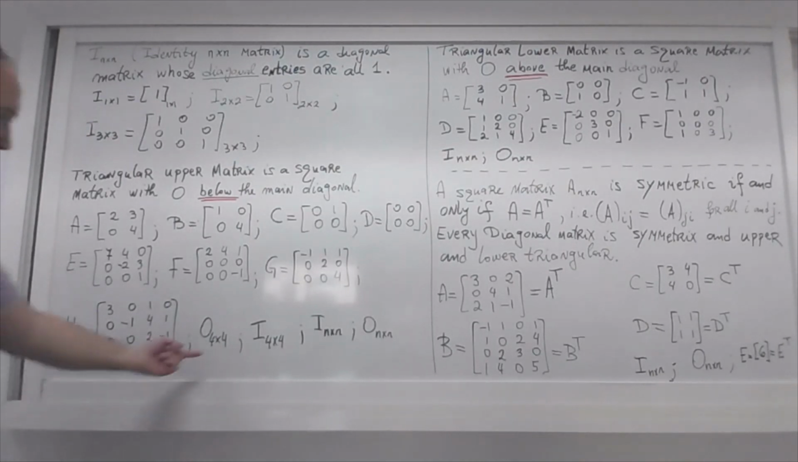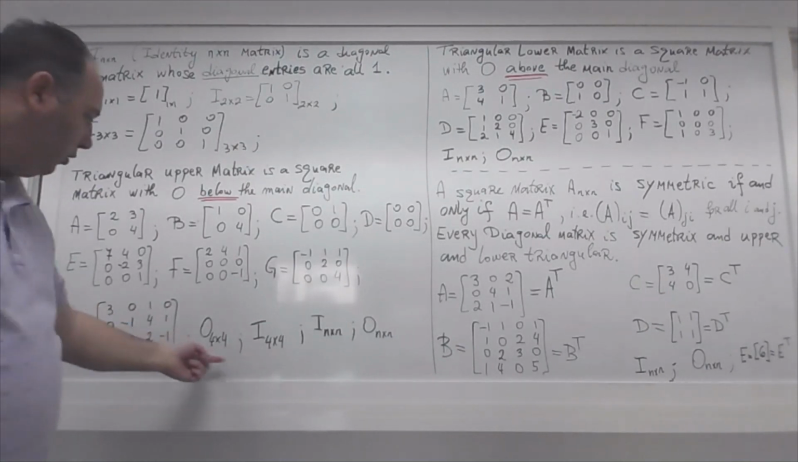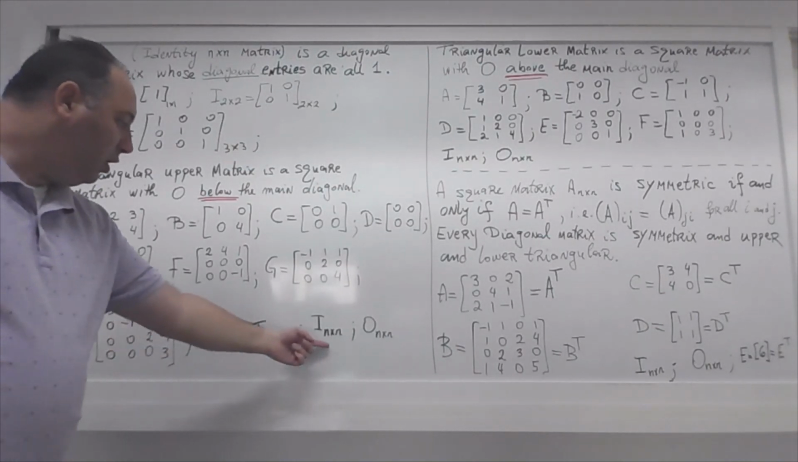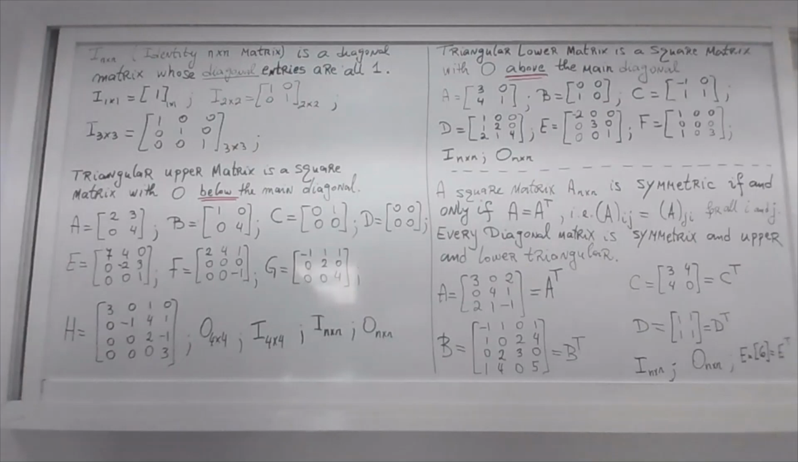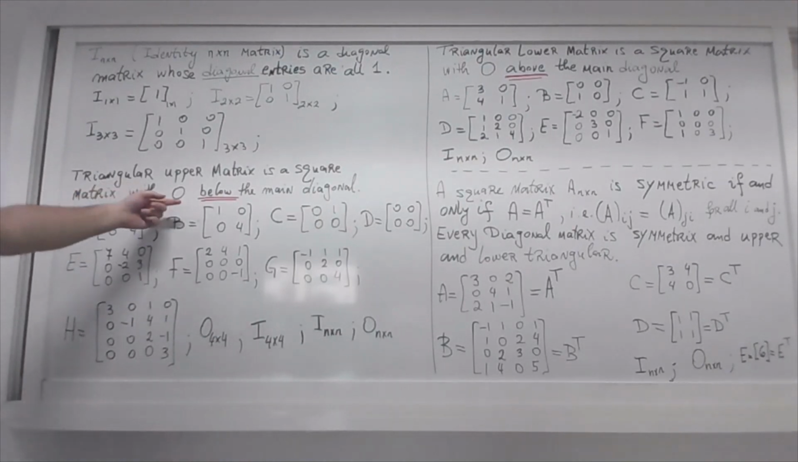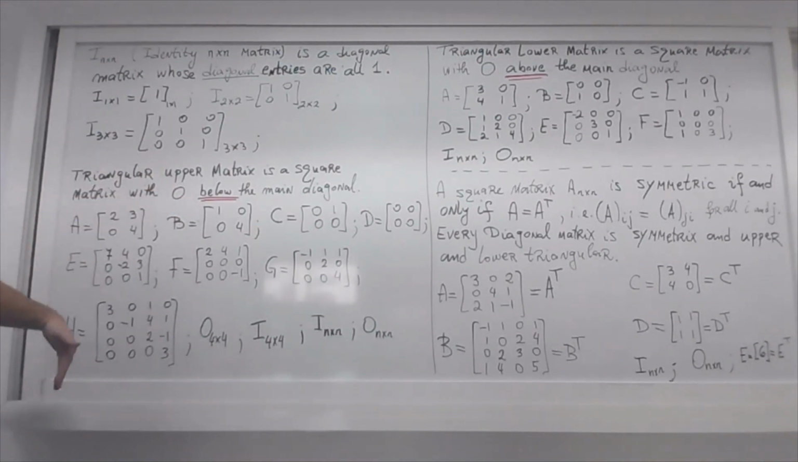Which means that the 0 matrix, n by n, actually 4 by 4, or identity 4 by 4, or more generally identity n by n and 0 n by n, are all upper triangular matrices, because they satisfy the definition. The definition just says that you must have zeros below the main diagonal. If you have them, you classify it as upper triangular matrix.